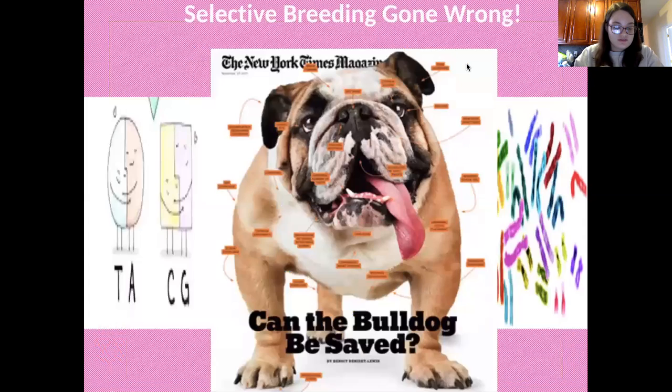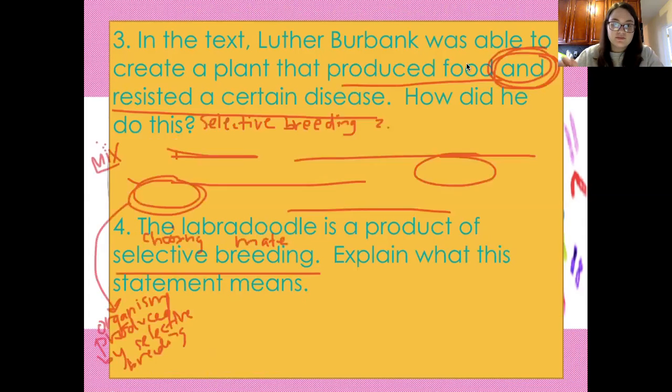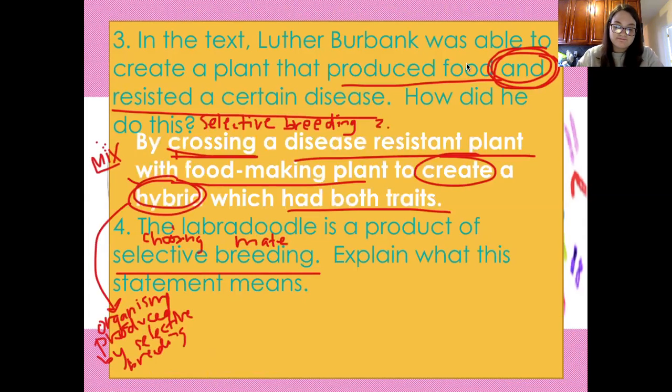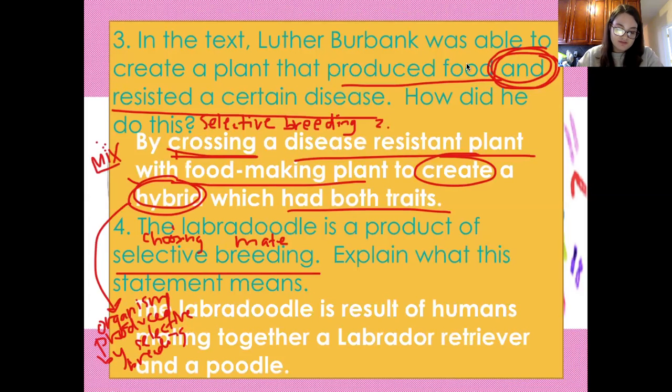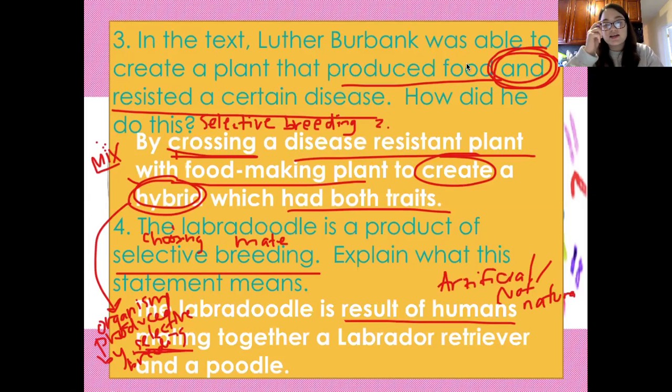Now, keep in mind that this is a result of humans mating together. So once again, this is artificial, it's not natural. So humans had a hand in this. Humans decided to mate that Labrador with a poodle and create a Labradoodle. So this is once again an example of selective breeding because humans are choosing that mate.